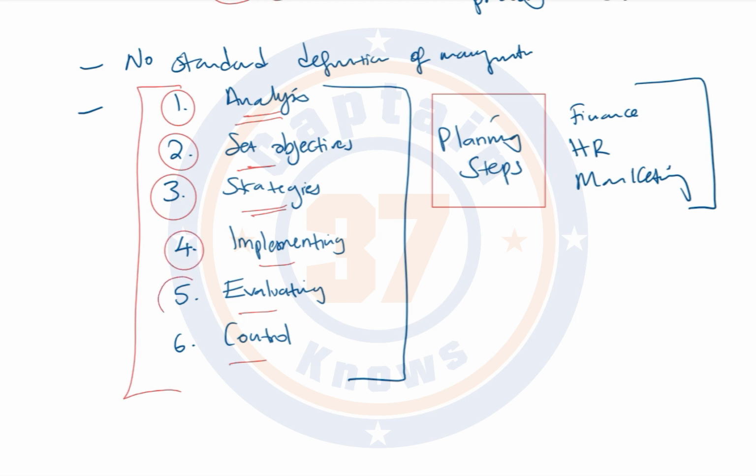Then they are going to evaluate their performance to see if the performance was in line with the set objectives. And the last step is that they're going to take corrective measures, and corrective measures are what are known as control. So these are steps in the planning process, and it is very important because examiners may ask you, for example, what are the steps in the marketing planning process? These are the ones.